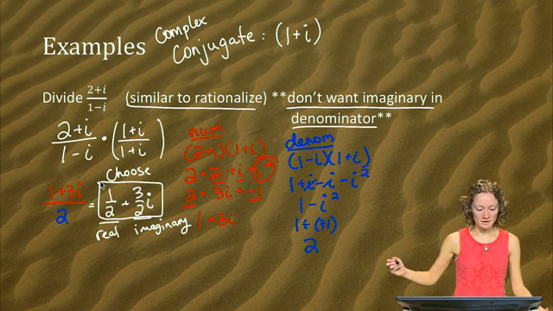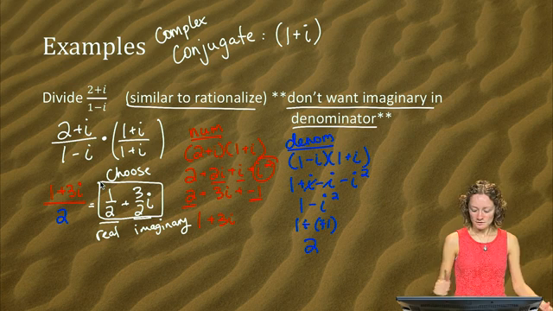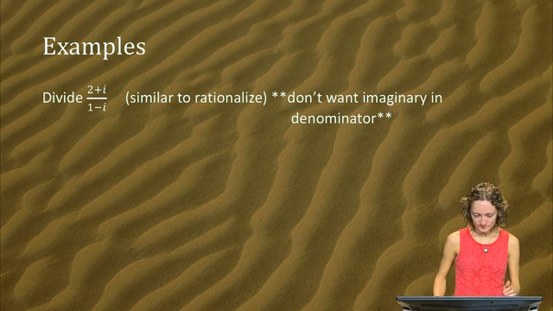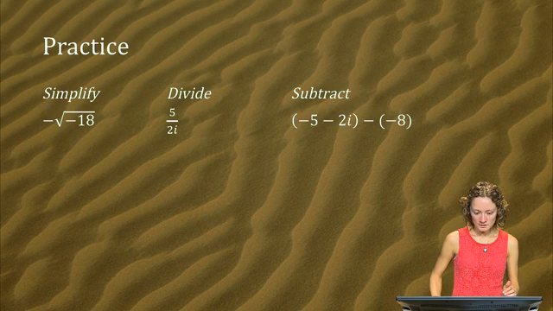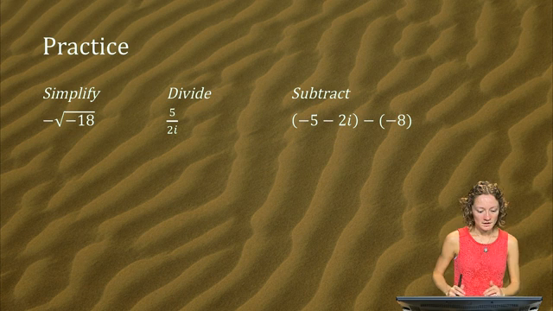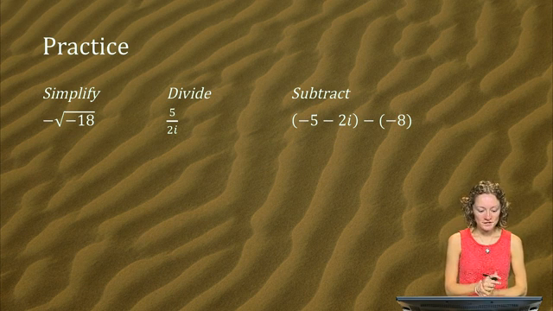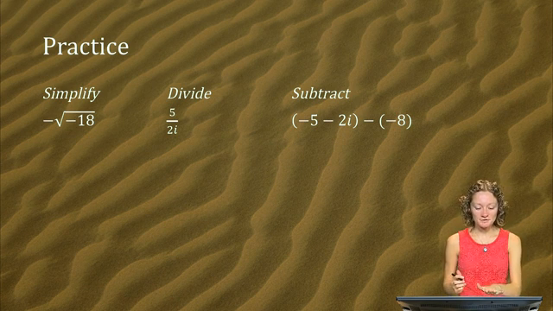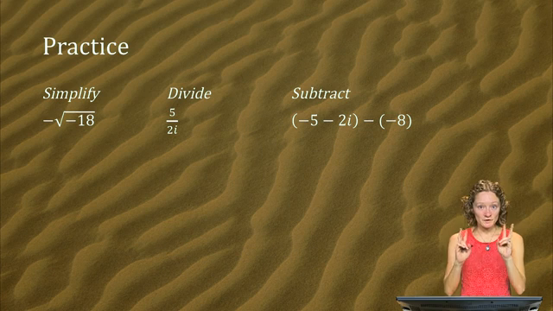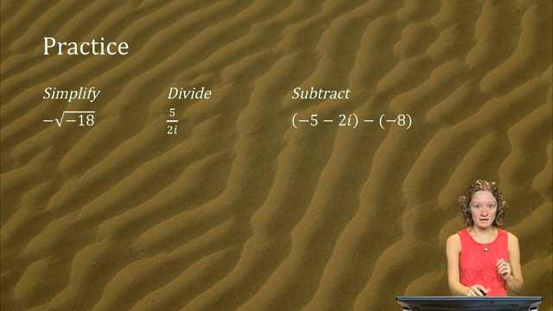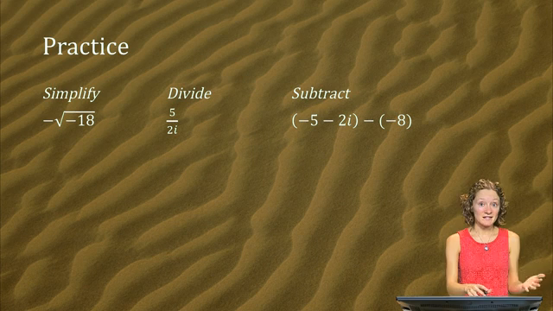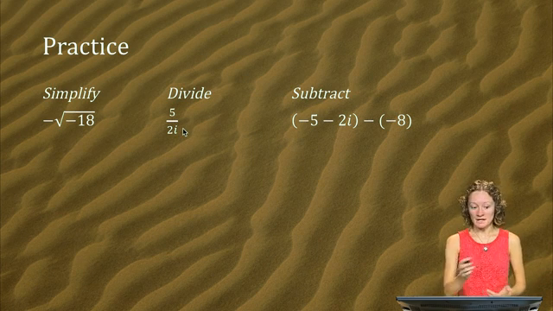Okay. So let's do some practice. Go ahead and pause the video, go through these 3. The first one, simplify. The second, divide. Remember, the ultimate goal with division is to get rid of the I in the denominator. So we didn't see one explicitly like this, but we did in rationalizing, so you should be able to carry the idea through. And then a subtraction problem.